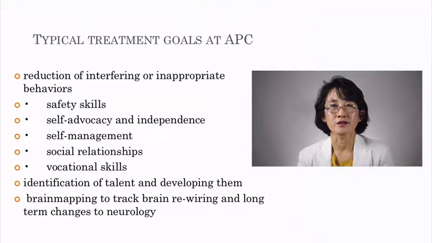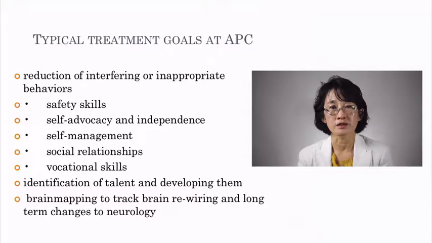Other aspects of an ABA program include reduction of interfering or inappropriate behaviors, such as self-injurious behaviors, head banging, and so on. We want each child to be safe. We want each child to realize what is safe and what is not, and these are specifically taught.